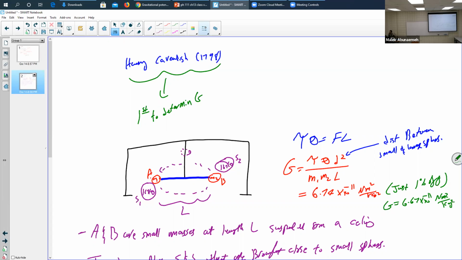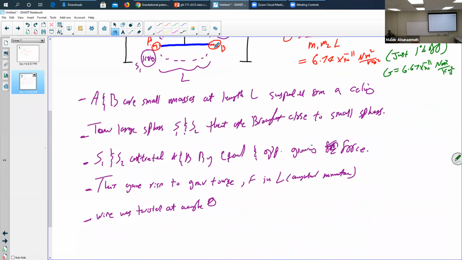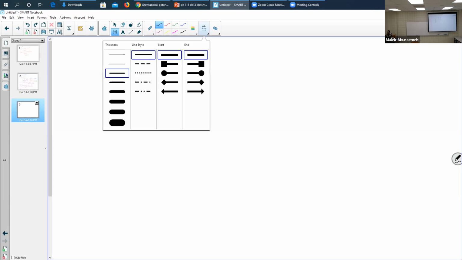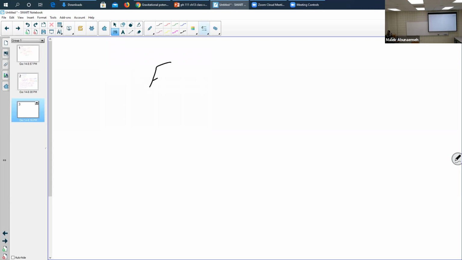So Henry Cavendish is the first one who actually determined what G was, to be used in the formula that Newton developed. So basically, before we do that, your gravitational force formula was F equals G M1 M2 divided by R squared.